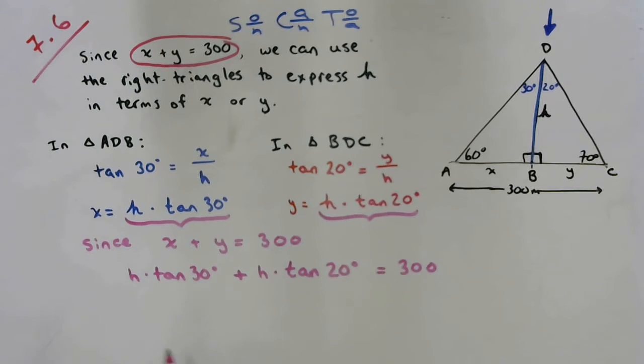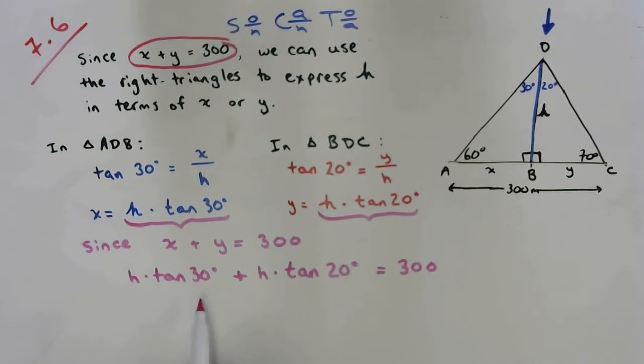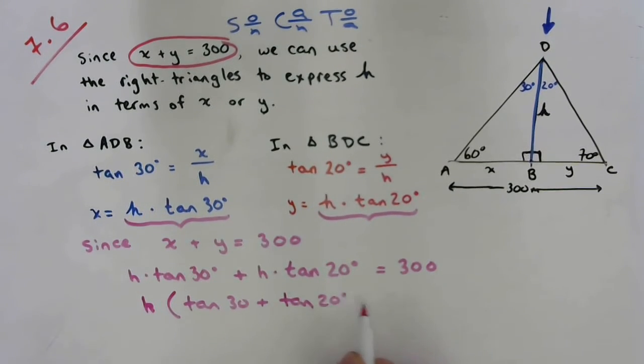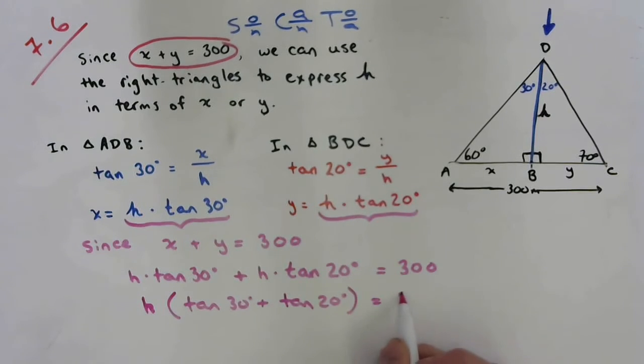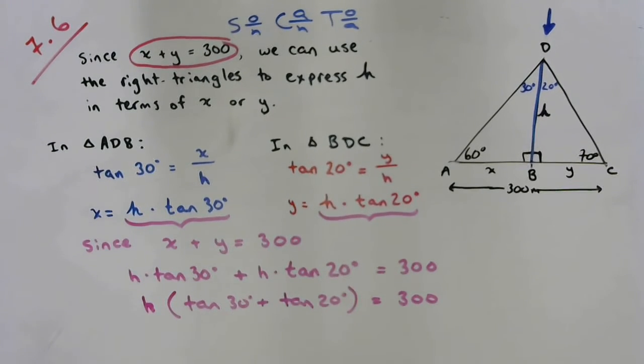Any way of getting those h's just to be like one h together? H squared? No. Divide both sides by tan something. I don't know. Starts with an F, rhymes with FOIL. Factorization. Yeah, we're going to factor h out of both terms. If I pull the h out of this term, I'm left with tan 30. If I pull the h out of this term, I'm left with the tangent of 20.